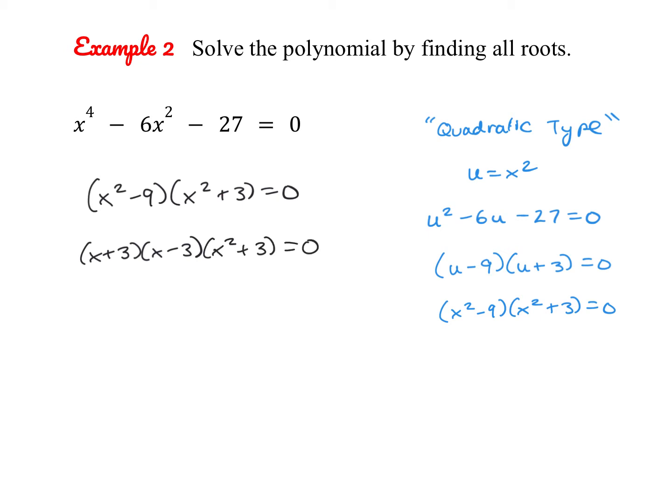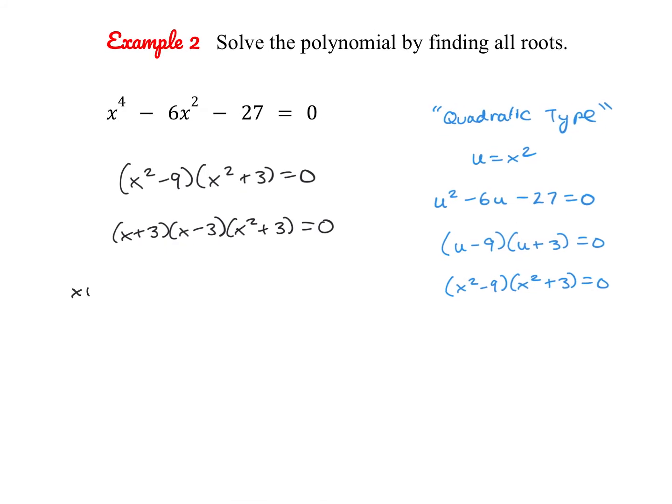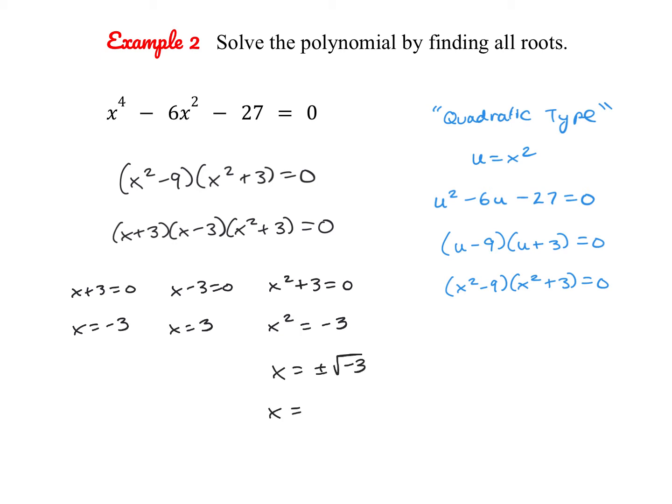So now our polynomial is completely factored, and we could do zero product property. So this first one gives us a solution of -3. Our second factor gives us a solution of +3. And then this third factor, if we do the square root method, you can see that we'll get two imaginary solutions. So we get x equals plus or minus i root 3.